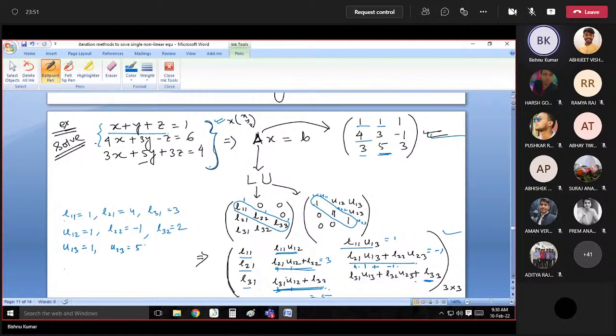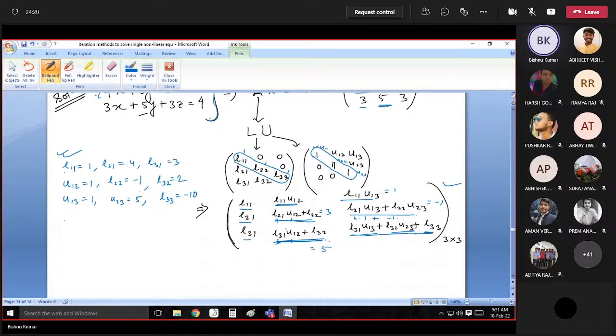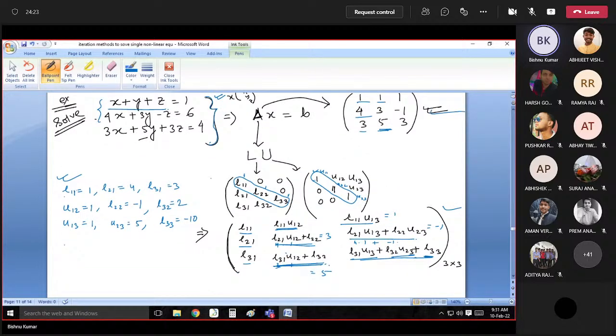These are the values 2, 3, 5. No problem. And still one value is left. That is L33. That will come from here. And what will be that value? All these values are known, you just already calculated here. L33, you just tell me. L33 is -10. Minus 10. So 9 values are already calculated, so you may be able to construct L and U separately with these numerical values.